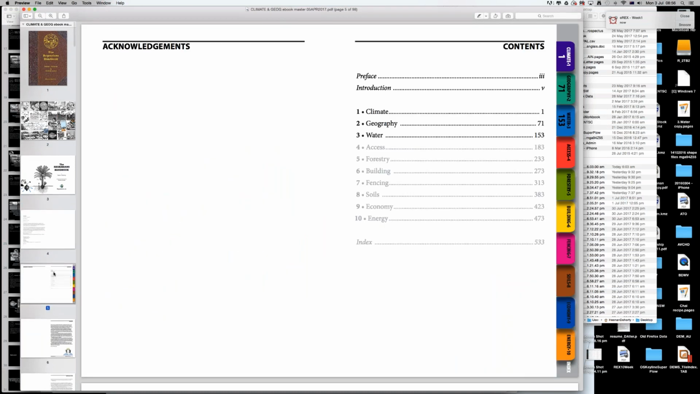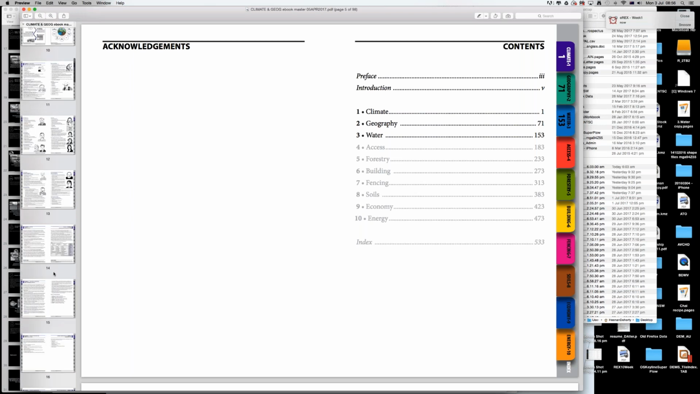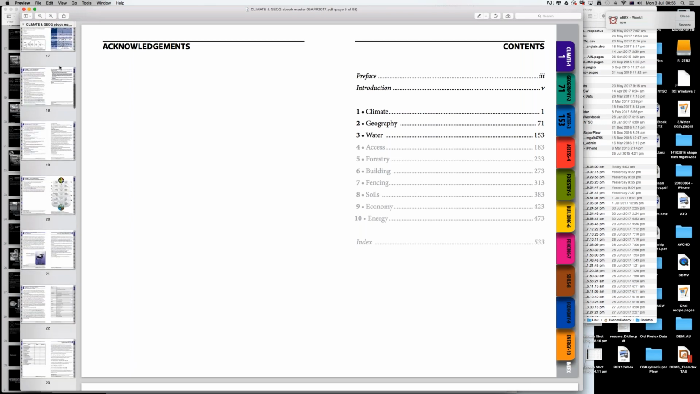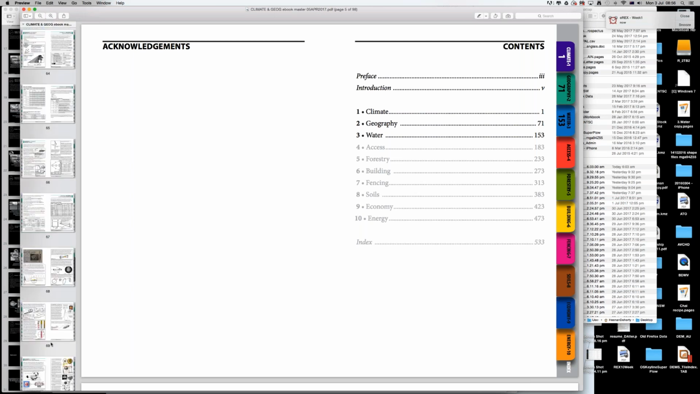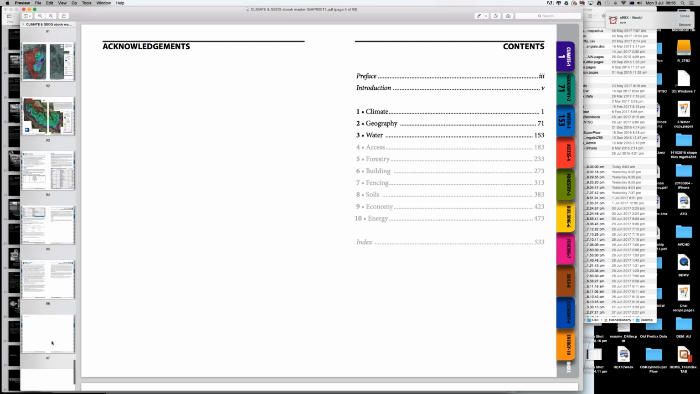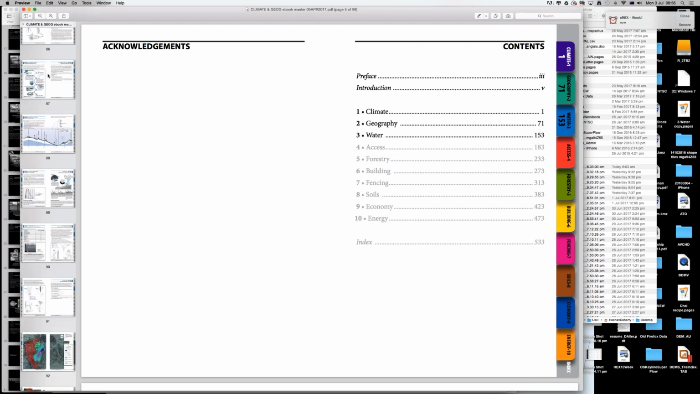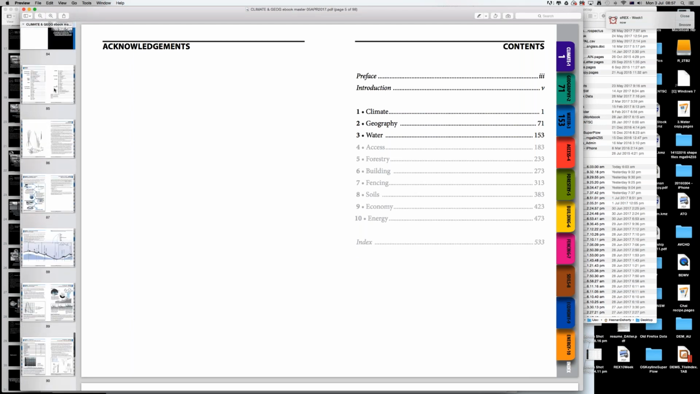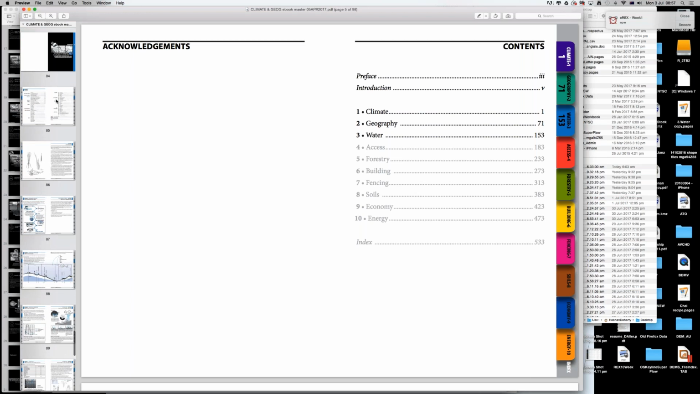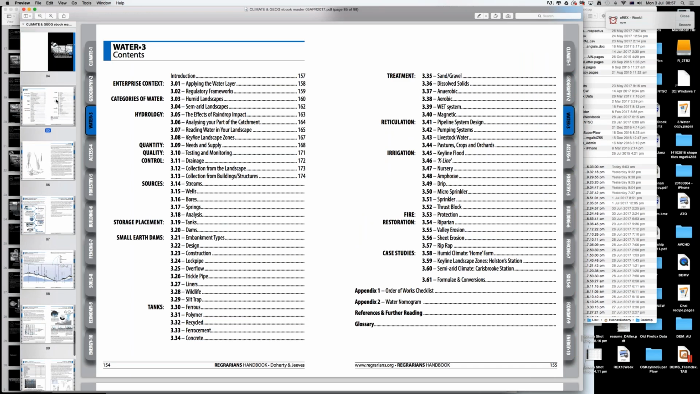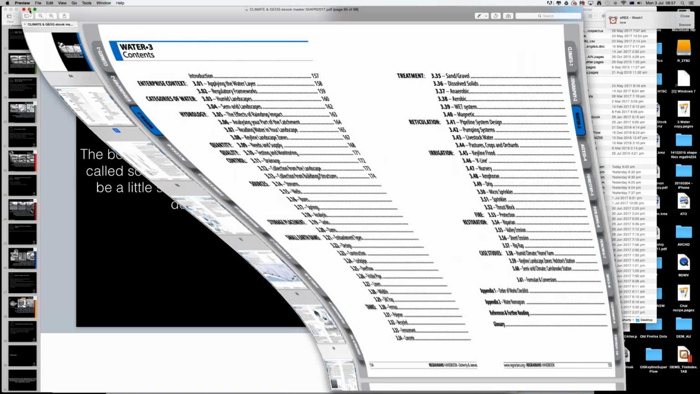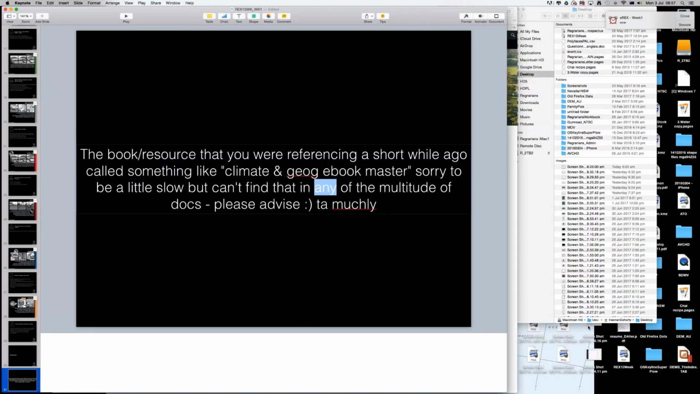So what Andrew's done is compile into one master the climate and geography chapters of the Regrarians Handbook, with the completed sections of the water chapter, which are the ones that are ready for publishing. You can see there's a ton to go. It's a monster chapter, my goodness. So yeah, no worries there, mate.